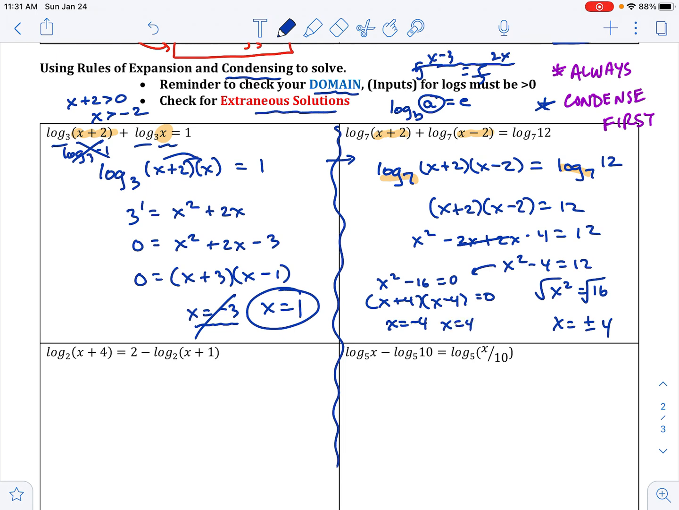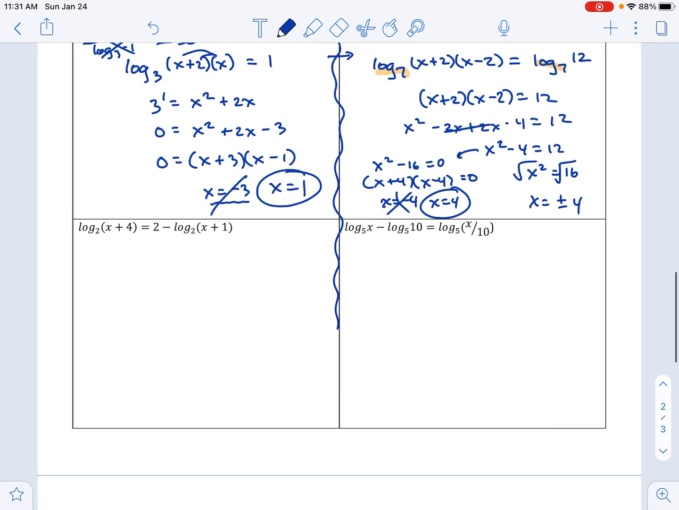All right, from here, either way, no matter which way you do it, I do have to check my solutions. So if I plug a negative 4 in, the very first one, I'm going to get the log of negative 2, and if I plug it in here, I'm going to get the log of negative 6. So therefore, negative 4 is a no-go. All right, but I can use x equal to 4. All right, again, very similar problems, just doing it again.